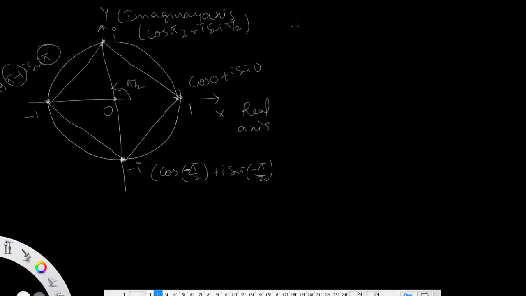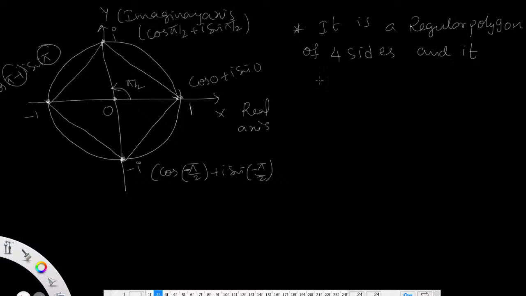So then we can write that it is a regular polygon. Regular polygon means all sides are equal. A regular polygon of how many sides? 4 sides, and it forms a square.